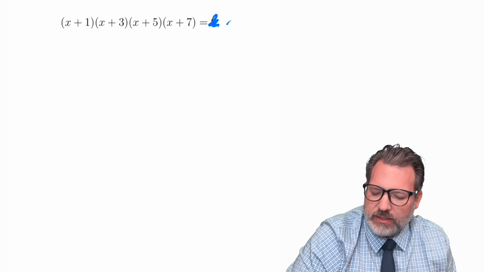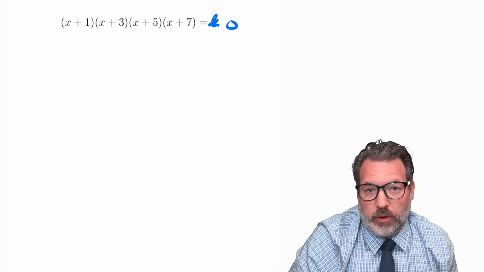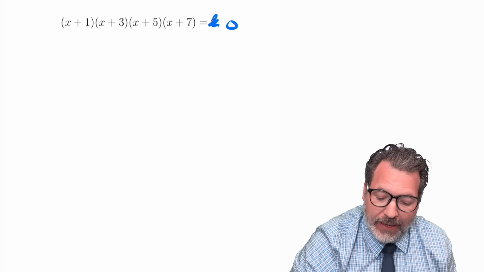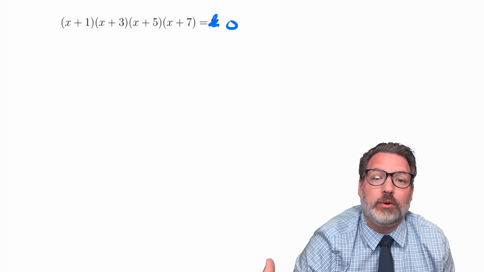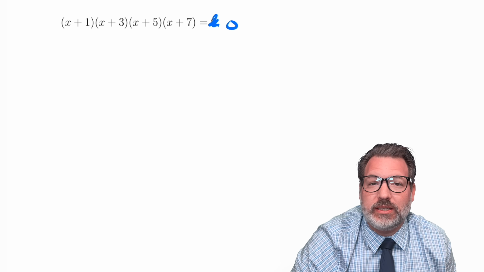Let's start by saying this. This equation is in a particular form. It's in what's called factored form. And if it simply said (x + 1)(x + 3)(x + 5), etc., equals 0, it would be extremely simple to solve.